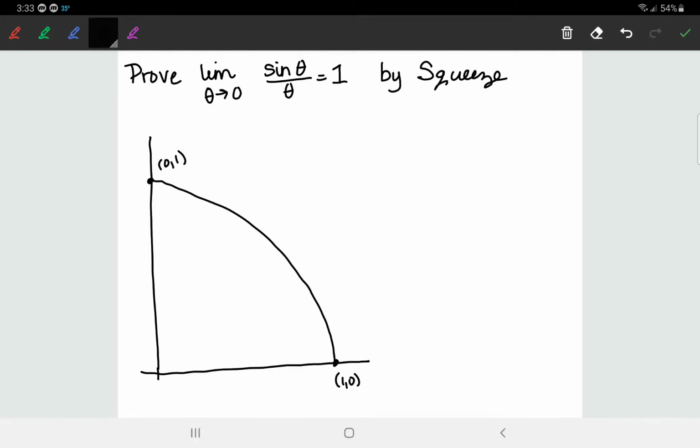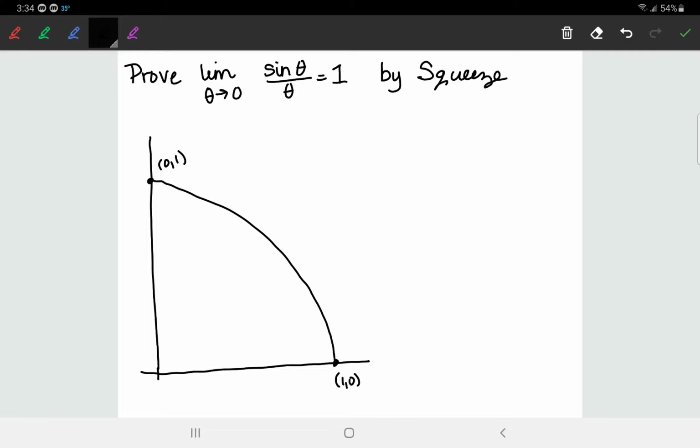Let's prove that the limit as theta approaches 0 of the sine of theta divided by theta is equal to 1. We'll do this by the squeeze theorem. So again, let's consider our setup. We're on a unit circle. We'll look in the first quadrant.